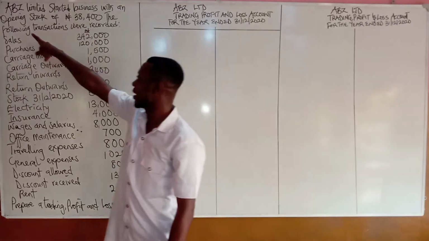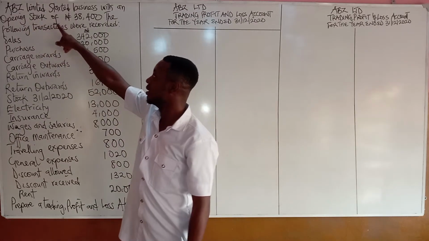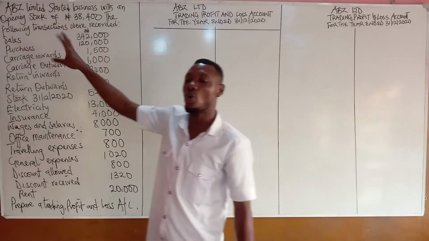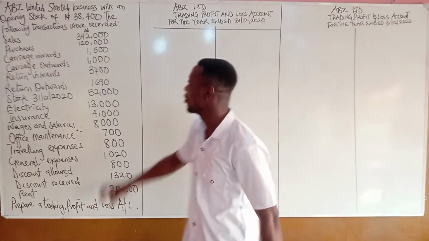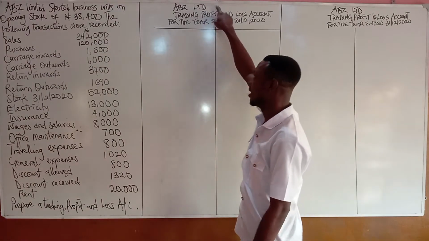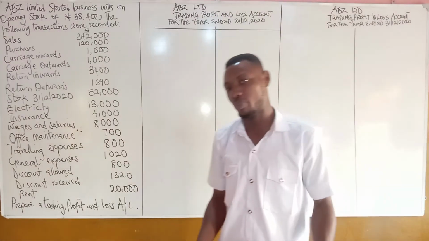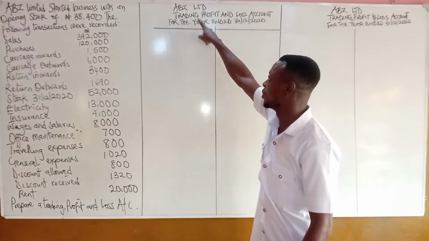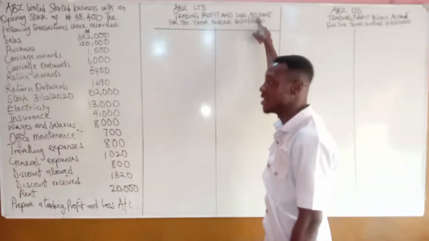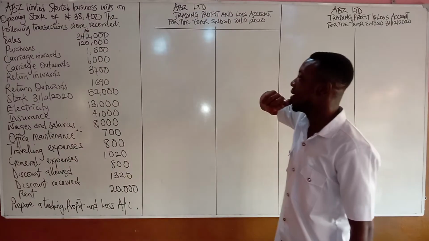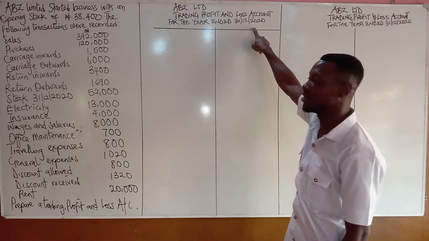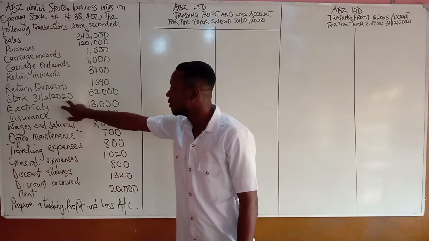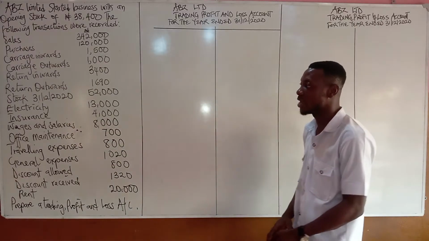Now, in this question, it says ABC Limited started business with an opening stock of 38,400. We know that the owner of this business is ABC Limited, so we have the heading here, ABC Limited. And then what account are we preparing? We are preparing a trading profit and loss account, which is also written beneath the name of the organization. And we are preparing it for the year ended 31st/12/2020, because we have that as our closing stock date.